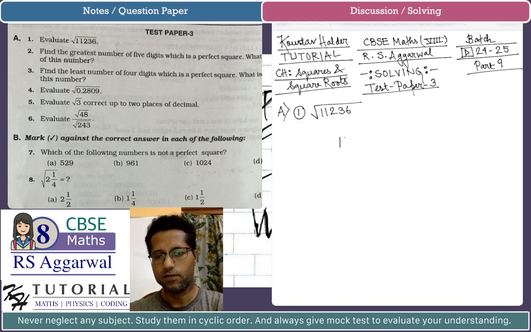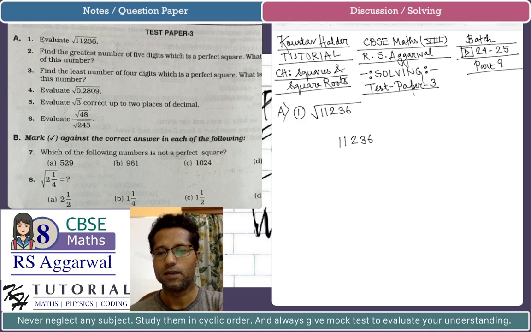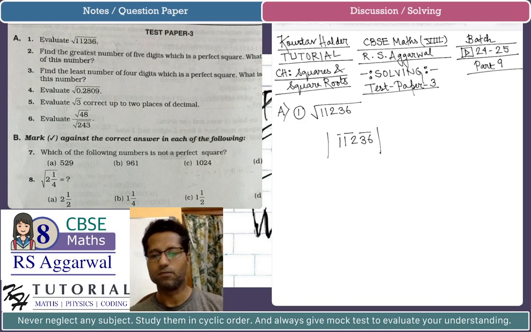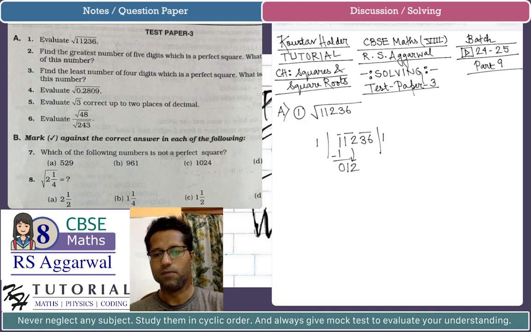So I have the number 11236. We have to mark the periods, that is 2 digits at a time, starting from the right hand side. So 36, 12 and 1 are the 3 periods. Now we start from the leftmost period, that is 1. Obviously 1 will be the divisor, 1 times 1, and we have the remainder 0. Then we bring down the next period, that is 12, and append it to the remainder, which now becomes the next dividend.